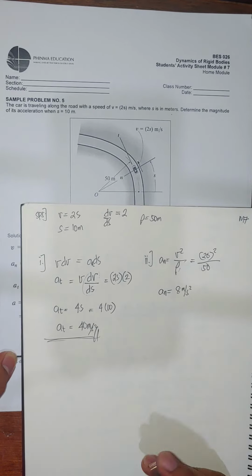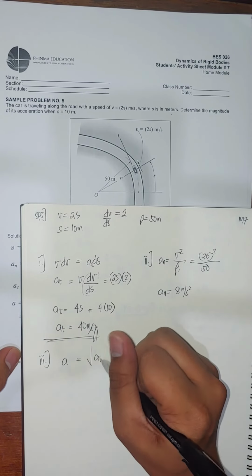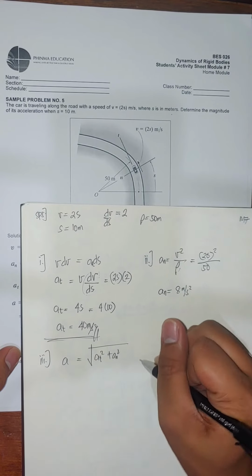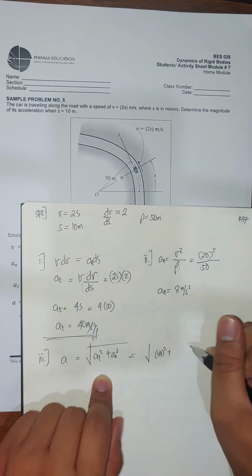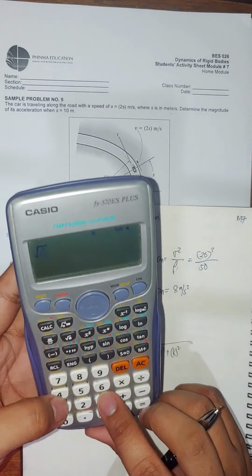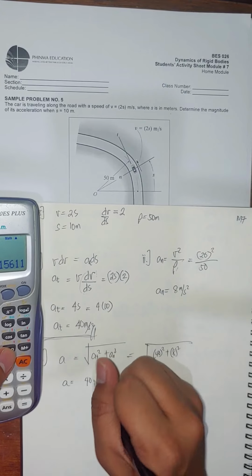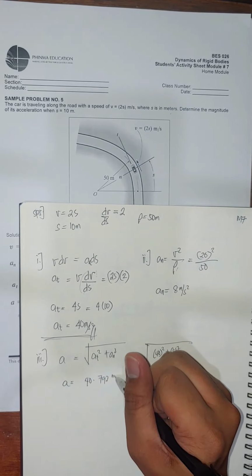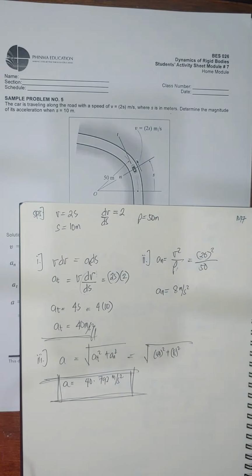So for the magnitude, with the same formula, substituting the values, tangential acceleration 40 squared plus 8 squared. Our magnitude of the acceleration will just be equal to the square root of 40 squared plus 8 squared, which is 40.792 meters per second squared. So this will be our answer for sample problem number 5 using the curvilinear motions.